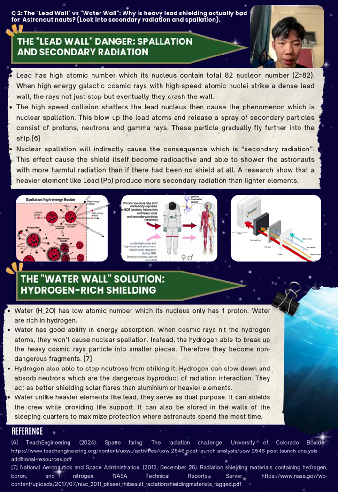Water has a low atomic number and is rich in hydrogen. Water has a good ability in energy absorption. When the cosmic rays hit the hydrogen atom, they won't cause nuclear spallation. Instead, the hydrogen is able to split the cosmic ray particles into smaller pieces, which are non-dangerous. Furthermore, hydrogen is also able to stop the neutrons from striking. Hydrogen slows down and absorbs the neutrons, therefore it can reduce the amount of dangerous byproducts. Lastly, water, unlike the heavier elements, serves a dual purpose. It shields the crew while providing life support. It can also maximize the protection where the astronauts spend most of their time.